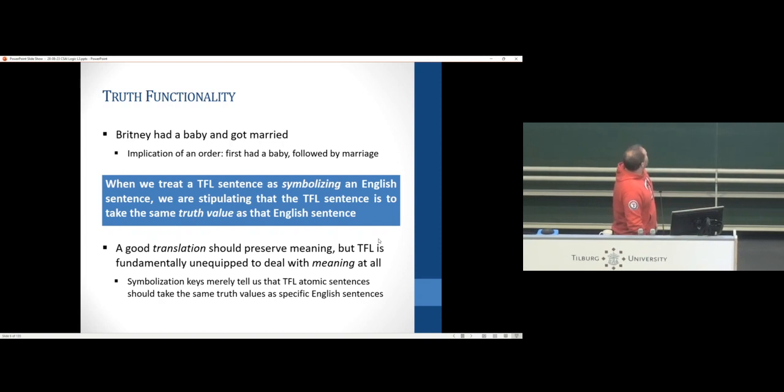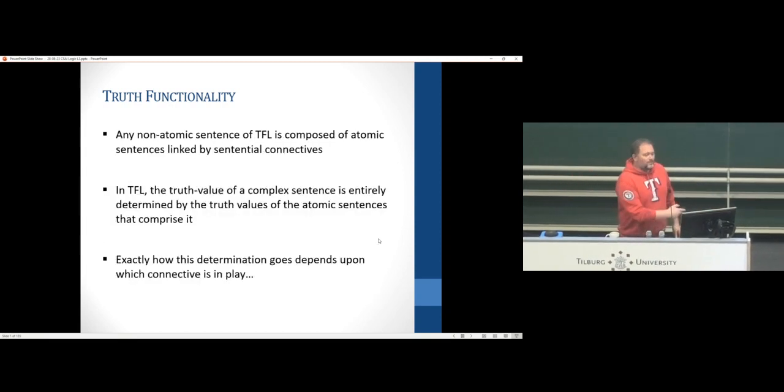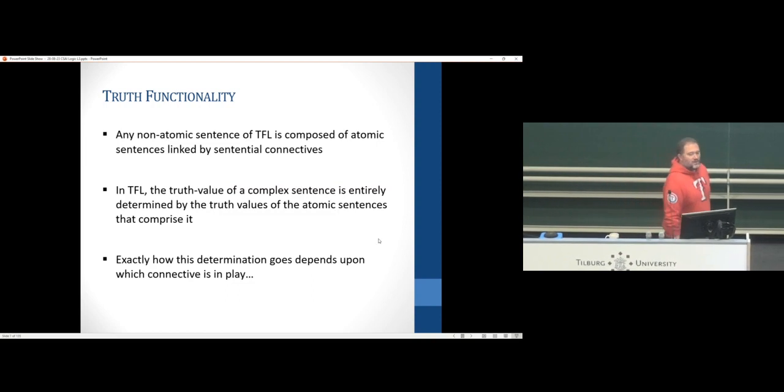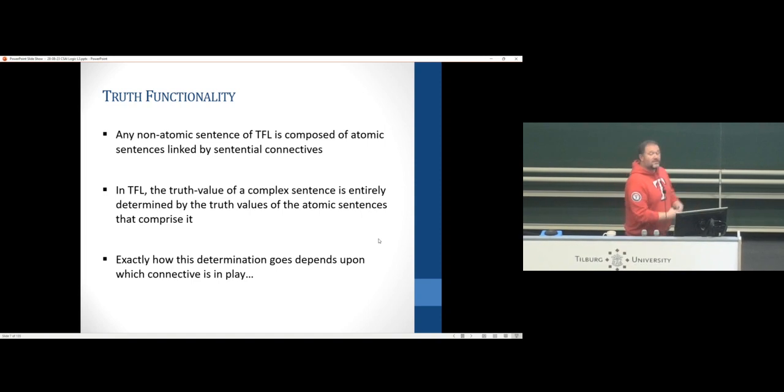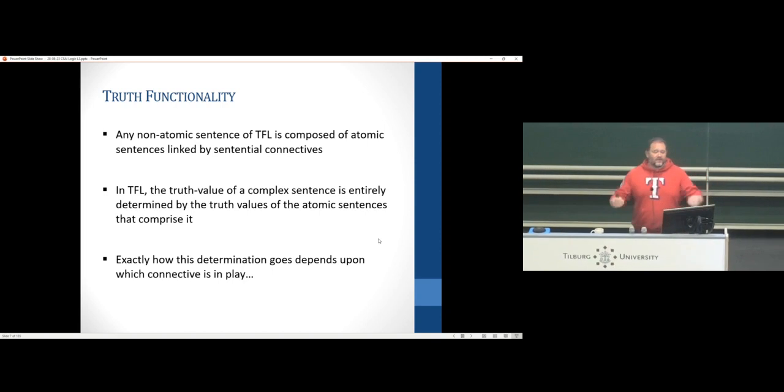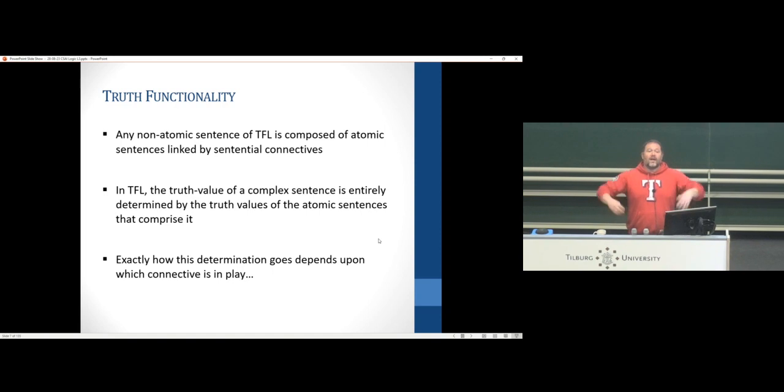Okay, let's trundle on. So, we know that any non-atomic sentence of TFL is composed of atomic sentences linked by the sentential connectives. That's the core of the grammar. In TFL, the truth value of a complex sentence is going to be entirely determined by the truth values of the atoms that make it up. And exactly how this determination goes depends on the connectives used. So what we need to do next is think about how each connective works.